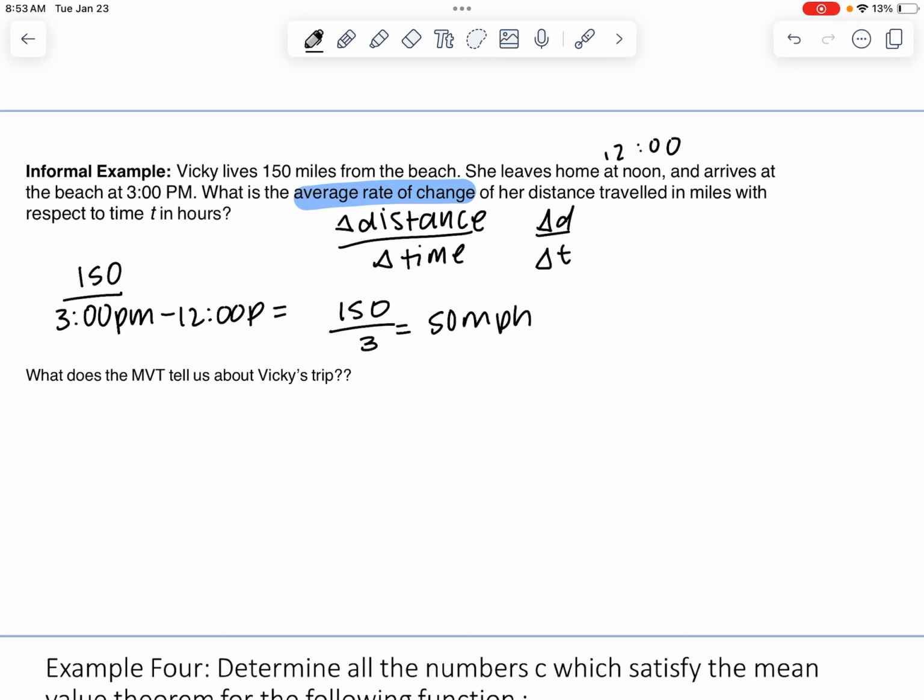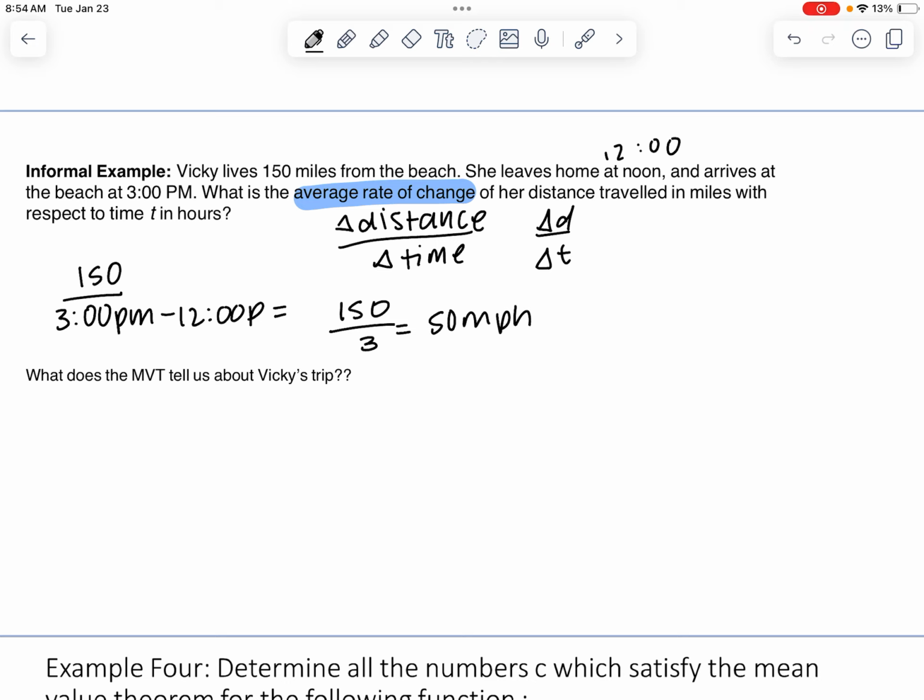But for her to have gotten from 40 miles per hour to 60 miles per hour, she would have had to go through 50 miles per hour. And so that is what the mean value theorem is saying. And it honestly is really similar to the idea of the intermediate value theorem. It's just with rates of change and derivatives instead.